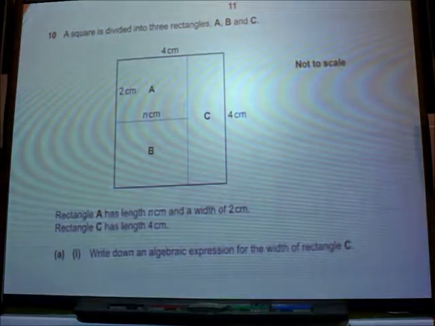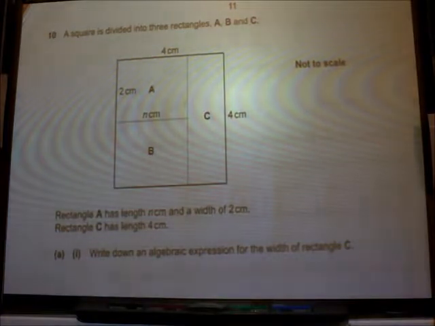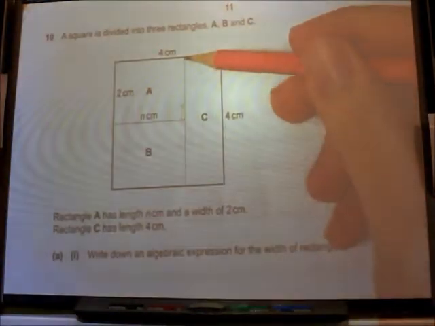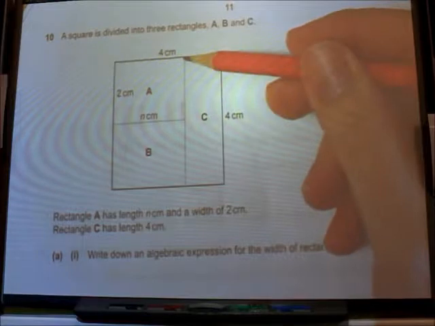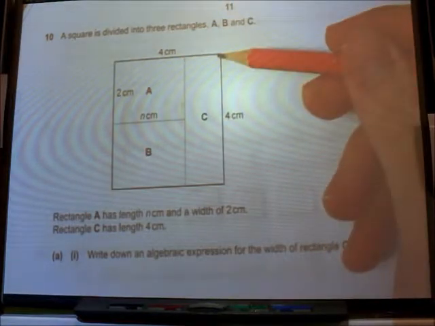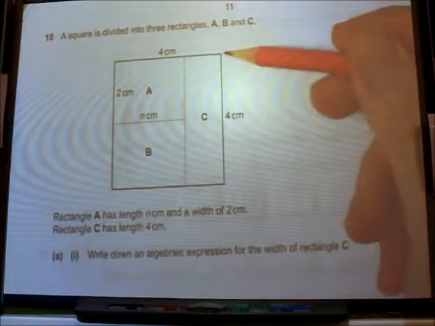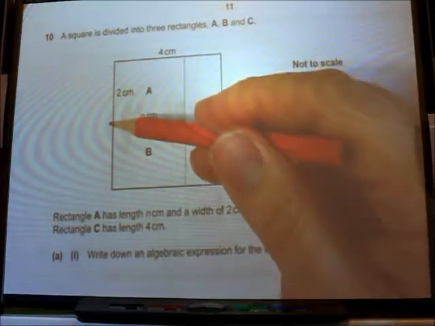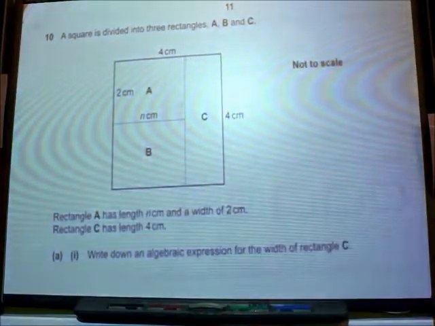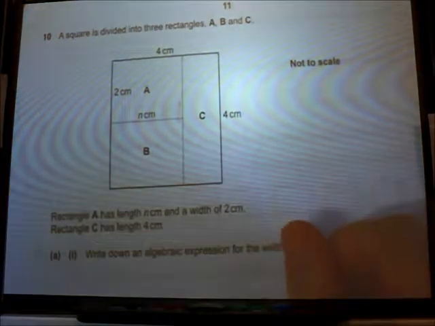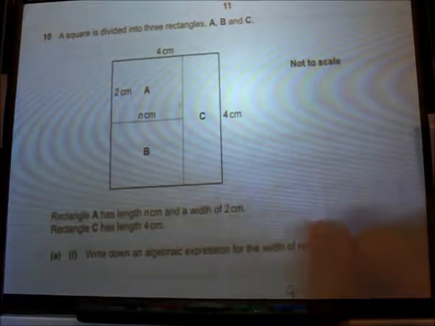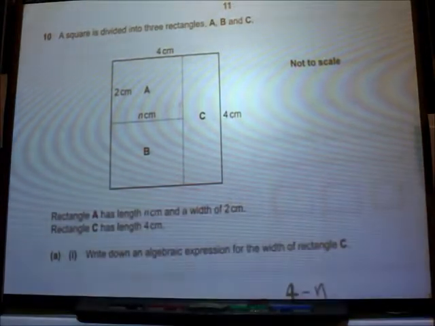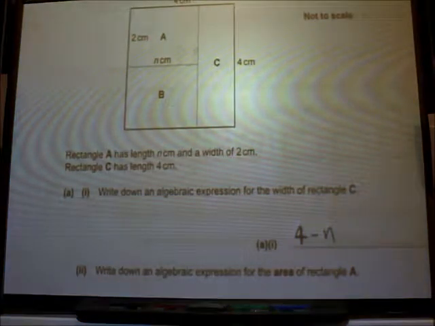Write down an algebraic expression for the width of rectangle C. So the width of rectangle C goes from here to here. So you need to work out the width of this bit here. Well, the whole lot is 4, and that bit is n. So if you did 4, take away this bit, you're left with this bit. So the answer is quite simply 4 take away n. So your answer is 4 take away n.